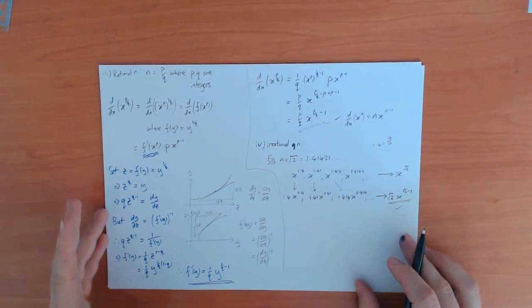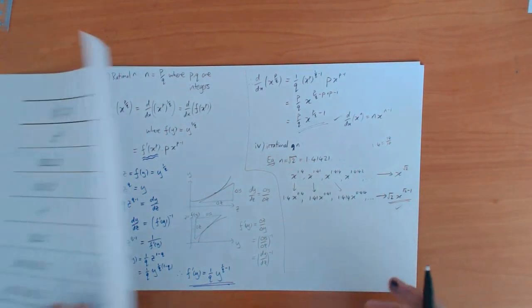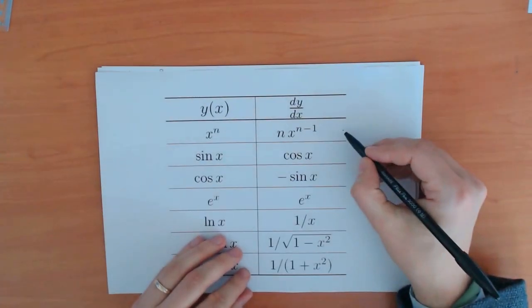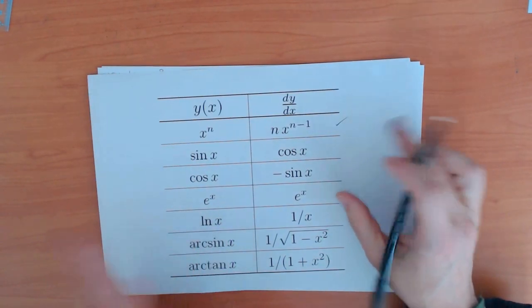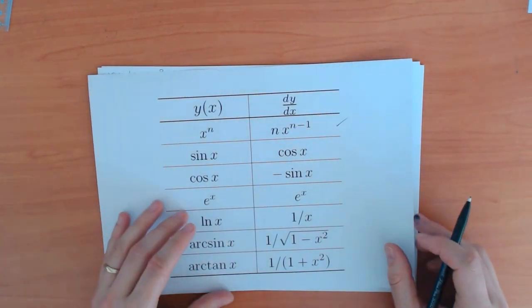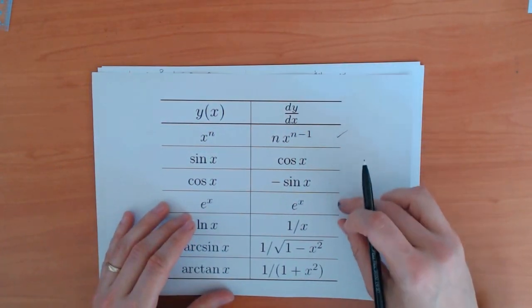Right, so that completes the proof of just the very first result here. So we've done this one now. Okay. So the others will be quicker than this. That took 20 minutes. So the others will be quite a lot faster.